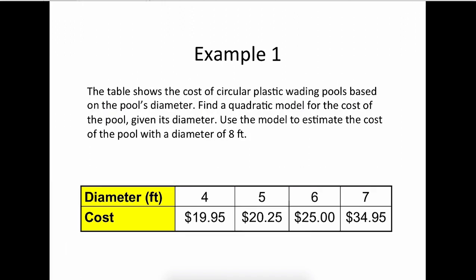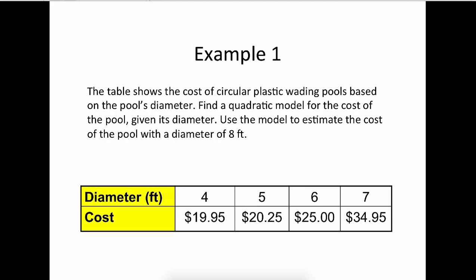We're going to start off with an example here. The table shows the cost of circular plastic wading pools based on the pool's diameter. Find a quadratic model for the cost of the pools given its diameter. Then once we have that model, we're going to use it to estimate the cost of a pool with a diameter of 8 feet.